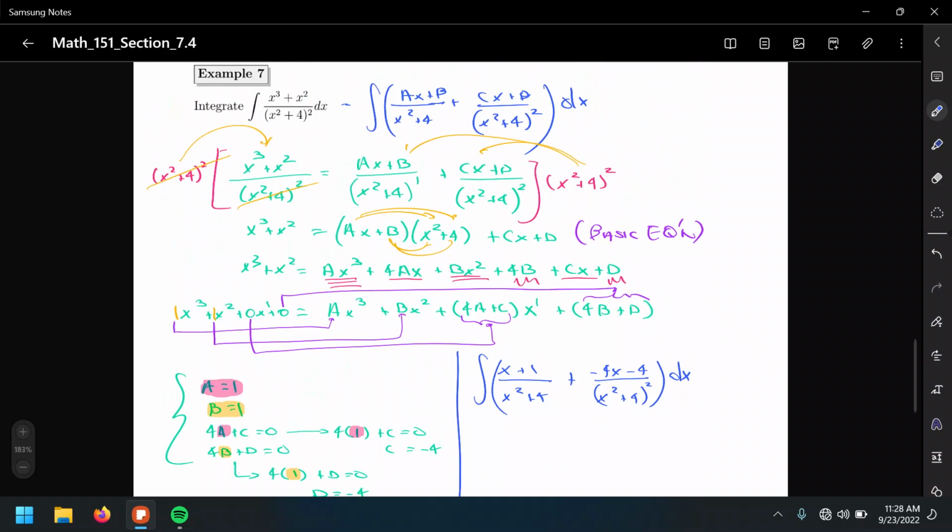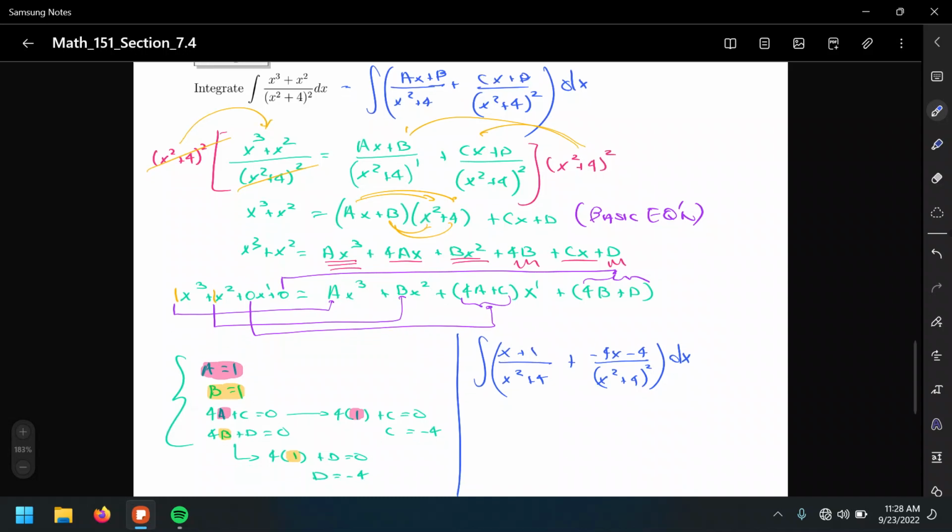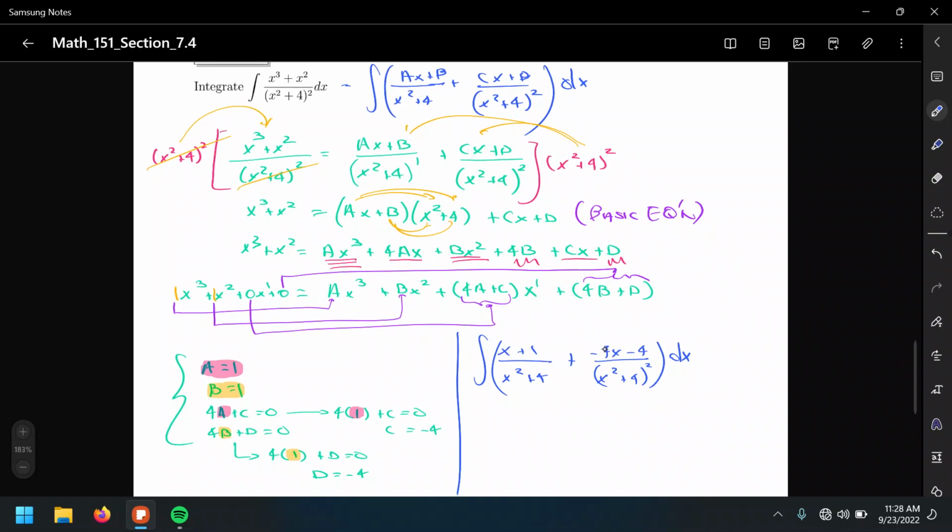Okay, let me zoom it out so you can see the coefficients. Ax plus b, where a and b are 1 and 1, and cx plus d, where c is negative 4, and this also negative 4. You can see the negative 4 here and the other negative 4 there. Alright, let's go about these integrals.